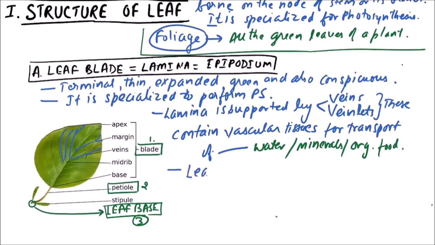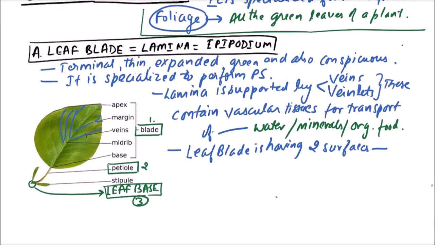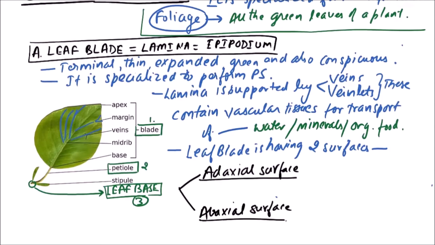The leaf blade is having two surfaces. First one is adaxial surface. And another one is abaxial surface. Adaxial surface is ventral or upper surface, while the abaxial surface is dorsal or lower surface.